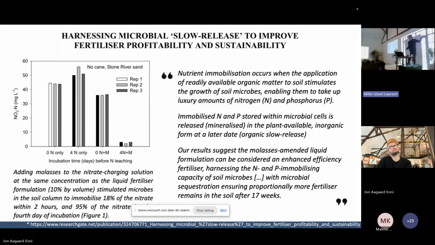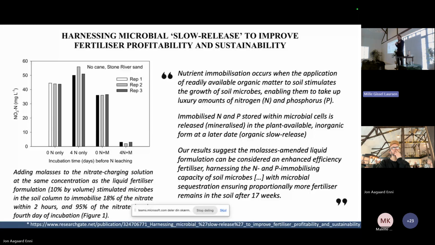So I'll read you a few quotes from this one. The nutrient immobilization, so locking up those nutrients, occurs when the application of readily available carbon, the molasses, stimulates the growth of the soil microbes, and it encourages them to eat the fertilizer, to take up luxury amounts of that nitrogen and phosphorus fertilizer. So by putting molasses, sugar, carbon, energy there with fertilizer, that sugar feeds the bacteria, encourages them to eat the fertilizer and turn it into their bodies.